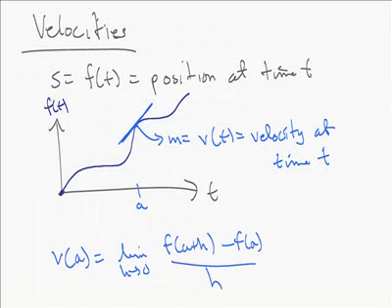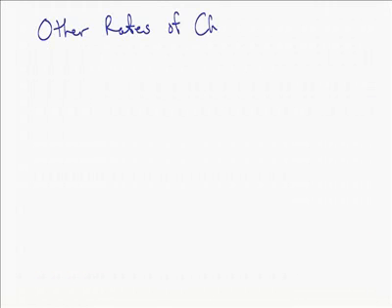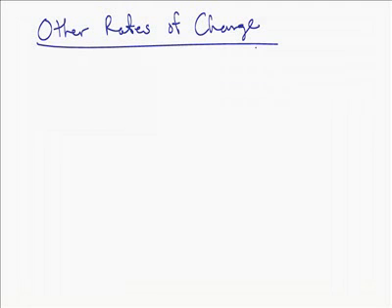So the velocity, if your original function is a position function, it tells you how far you've traveled at time t, then the slope of the line tangent at that point is going to tell you how fast you are traveling at that particular point. And then finally, we will conclude this video with other rates of change and just briefly talk about the last portion of the text that you read before you watch this video.